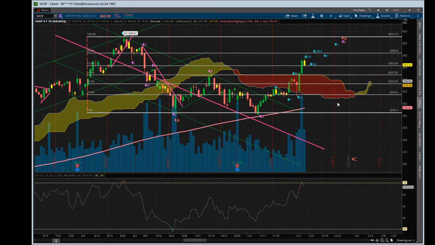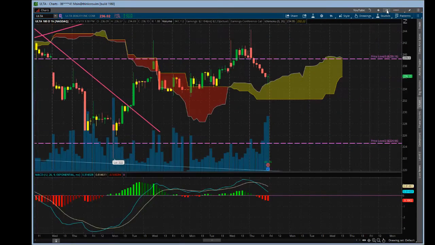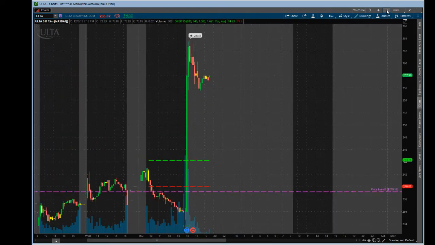Okay, good stuff. Regini, what's going on? Ulta, yeah, we just took a glance at that one. It had earnings tonight, so it had a pretty good pop up. Let's just take another look here at what it looks like after hours. So, big pop up there.